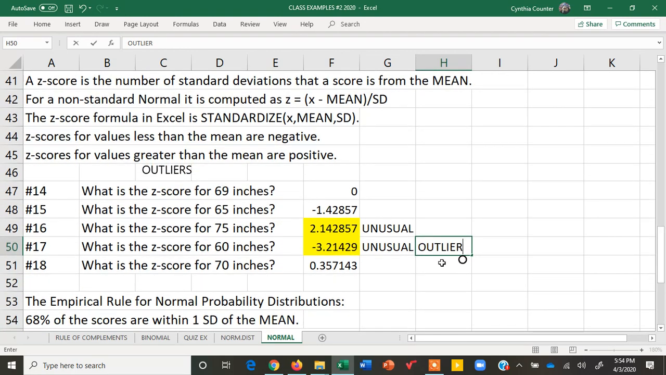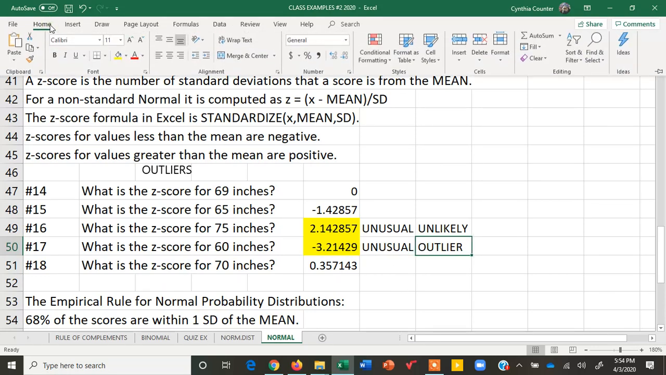So it's important to remember that if a score is more than 2 standard deviations from the mean, it is considered unusual or unlikely. If it is more than 3 standard deviations from the mean, not only is it unusual and unlikely, it's considered an outlier.